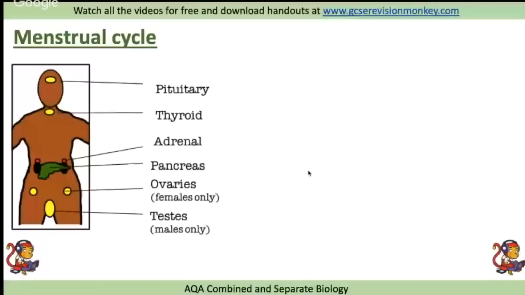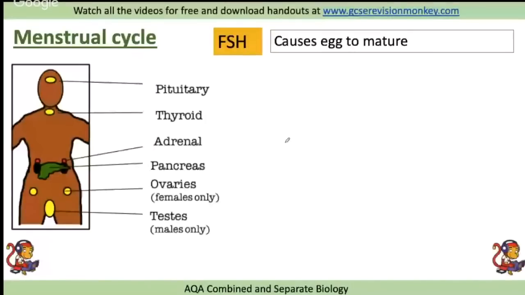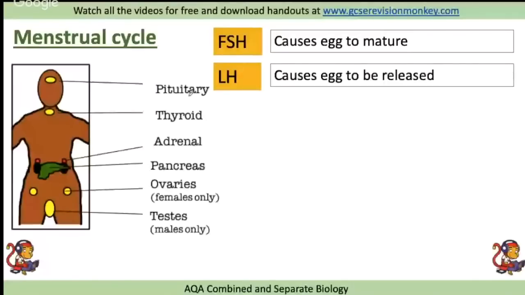Okay, moving on then. Menstrual cycle. So with the menstrual cycle, the main hormones that we're talking about are FSH, and that causes the egg to mature, and LH, that causes the egg to be released. So these two hormones, I want you to remember the abbreviated ones, the FSH, the LH, they are produced in the pituitary gland. And then we've got two other hormones.